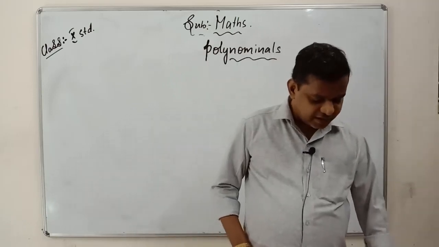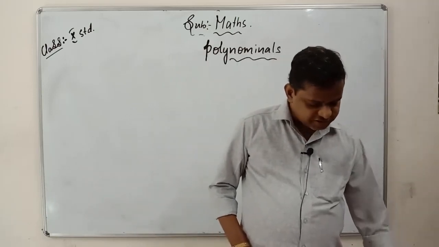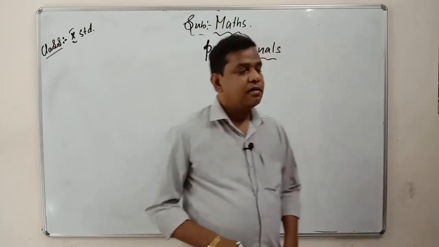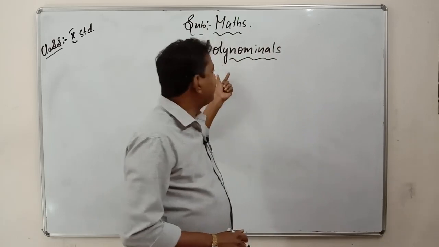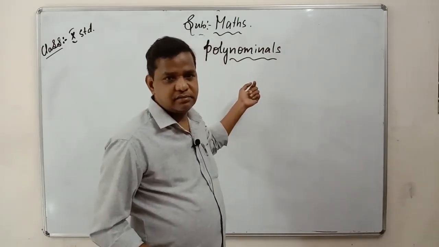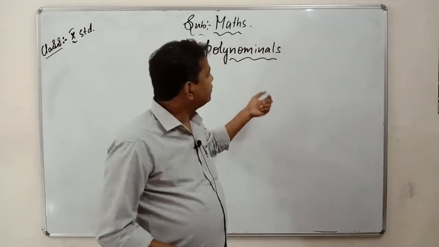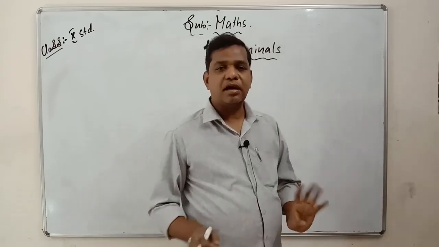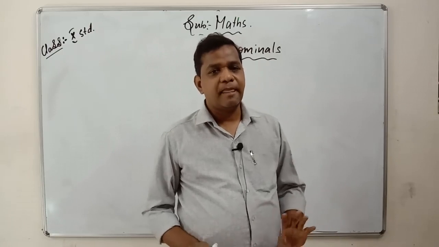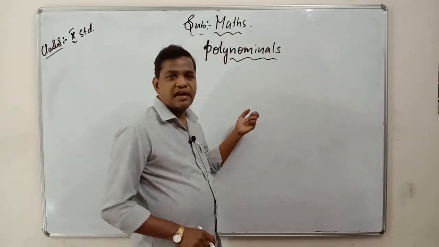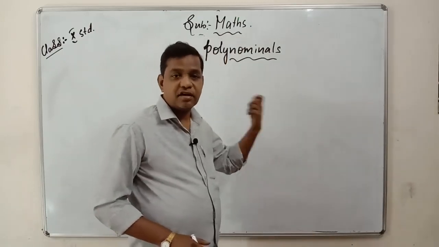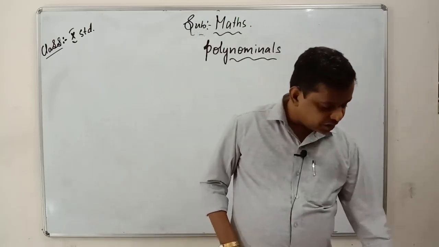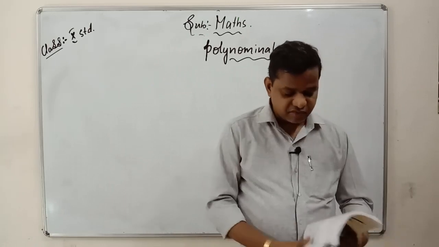Polynomials. Generally, if you go to the English dictionary, the exact meaning of polynomials: poly means many. Poly means what? Many. Nominals means it may be constants, it may be variables, it may be anything. So totally we will have many terms, many variables, many constants, and we have many things in this chapter. So let us see exactly the definition of polynomials.